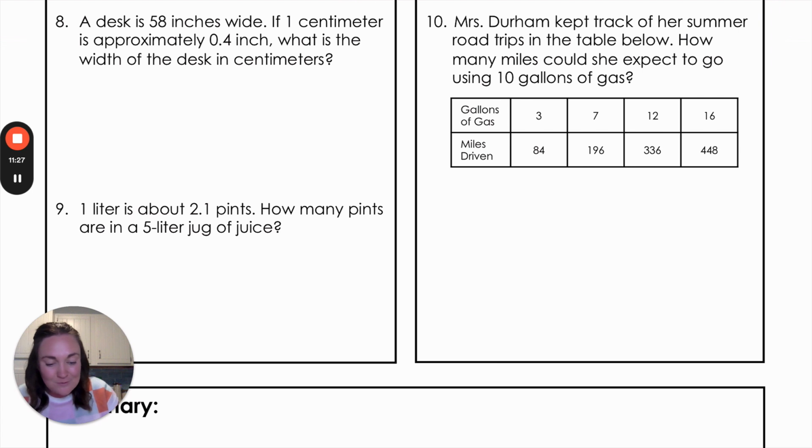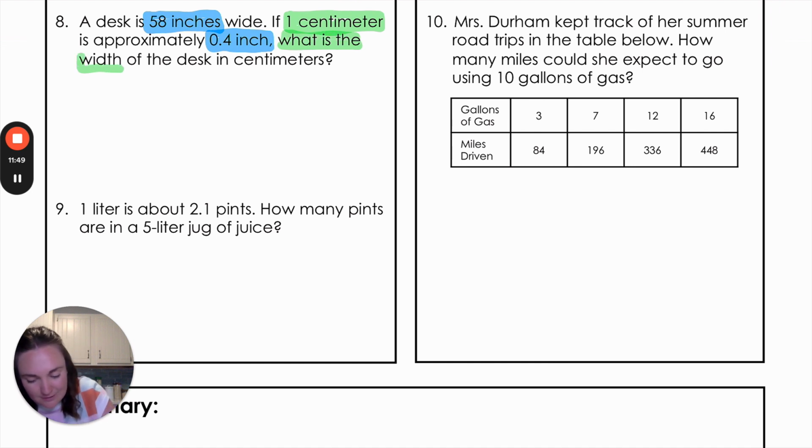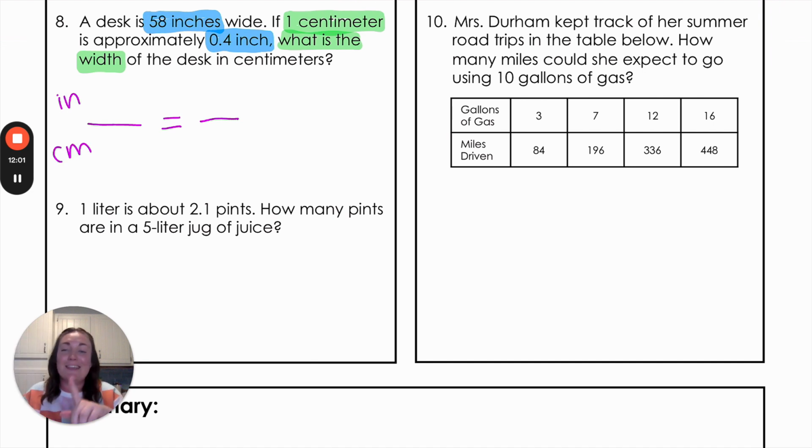So same exact steps, we want to find those labels first. So we've got 58 inches and 0.4 of an inch. We've got 1 centimeter. And what is the width in centimeters? All right, so let's go ahead and start off with our proportion. We know our two labels in this one are inches and centimeters. Here's where we have to be careful.